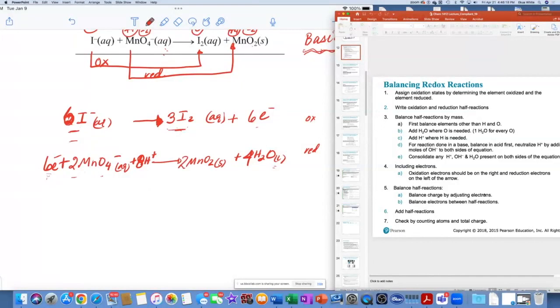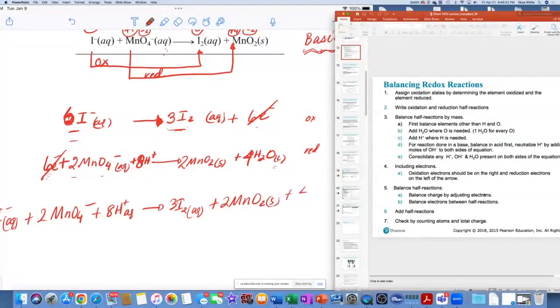Okay, let me add the whole thing. This part and this part cancel out. We get 6I minus (aq) plus 2MnO4 minus plus 8H plus (aq) to give us 3I2 (aq) plus 2MnO2 solid plus 4H2O liquid. Okay? So this is balanced.